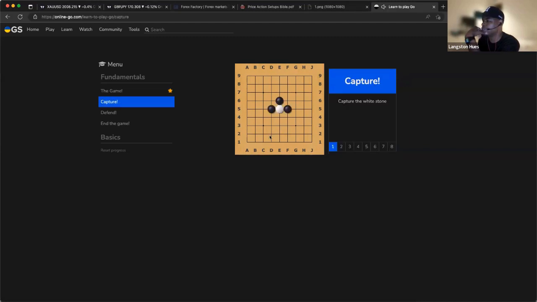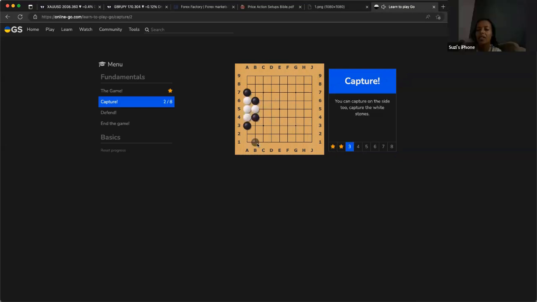Okay, let's see. Capture the white stone. Okay. So put it underneath, and then that way you capture it. Capture the group of white stones right here, yeah. You can capture on the side too. Capture the white stone here, yeah.